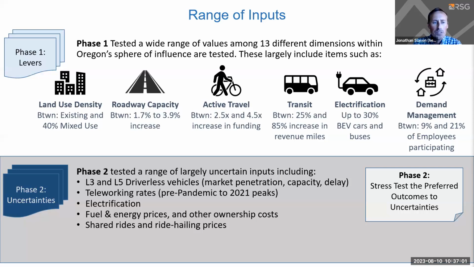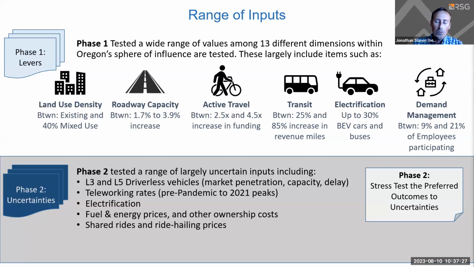So these are some of the inputs that we talked about. We had land use density, roadway capacity. We talked about increasing funding for active travel, bike lanes and the like, walking sidewalks, transit revenue miles across the state. We talked about how to provide additional electric vehicle charging infrastructure. We talked about travel demand management. That was in the phase 1 component, which really informed the core OTP outcome.